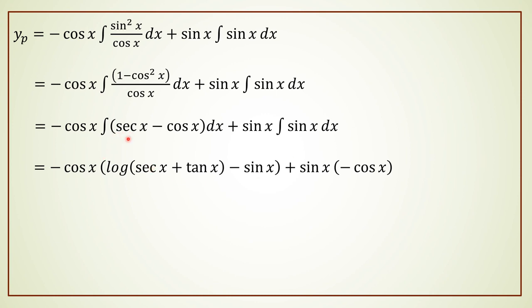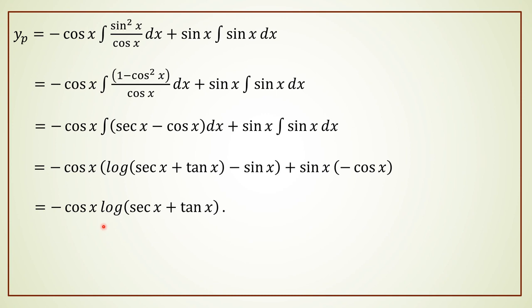Now integration of secant x over here is log of secant x plus tan x, and integration of minus cos x is minus sin x, plus sin x into integration of sin x is minus cos x. Now observe over here, you have minus cos x into minus sin x, that is nothing but plus cos x sin x, plus cos x sin x and minus cos x sin x get cancelled over here.